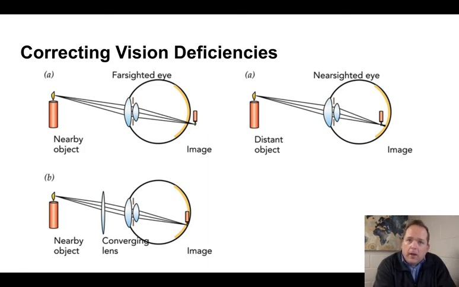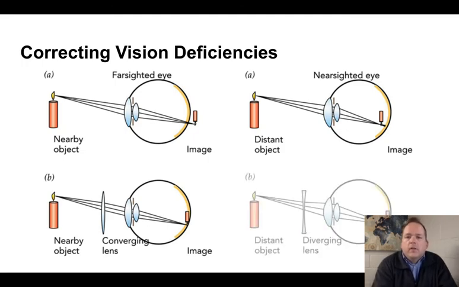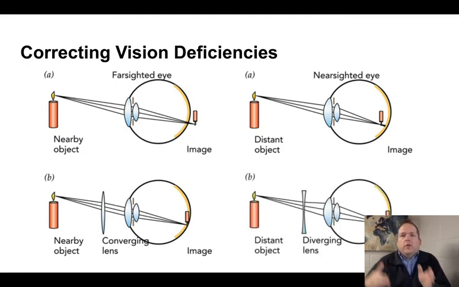The way you correct that is you use a diverging lens. And a diverging lens takes that light from the distant object that's rather spread apart, and then it hits the diverging lens and it spreads it apart even further so that when your eye receives that light and then bends it together, it does so and focuses it at the image point on the retina, and you again see a sharp image.